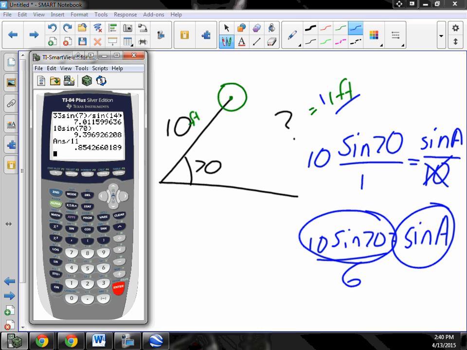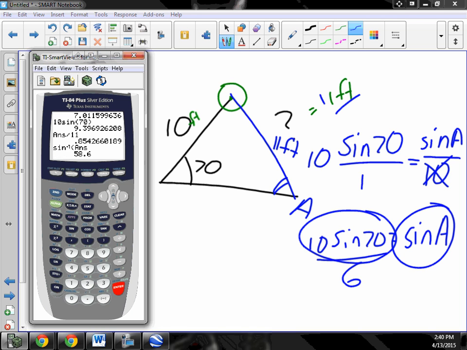How do I figure out what angle A is? Take the inverse. So I'm going to draw this side here. This is 11 feet, and I'm looking for angle A, which would be right there. So I invert, and I get 58.6.